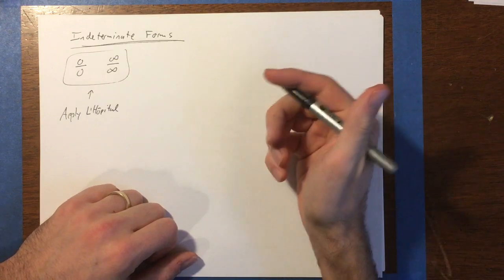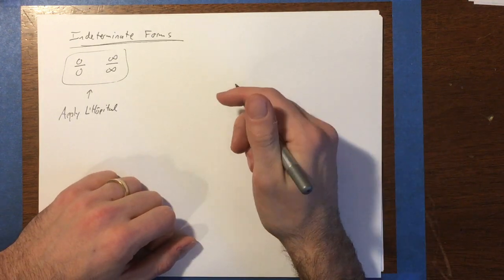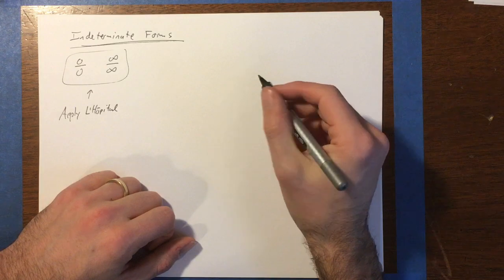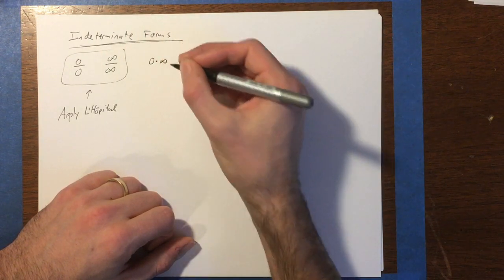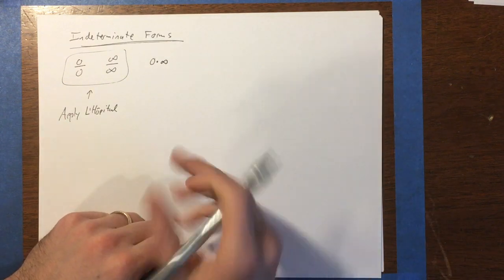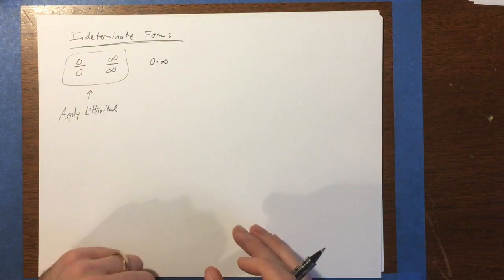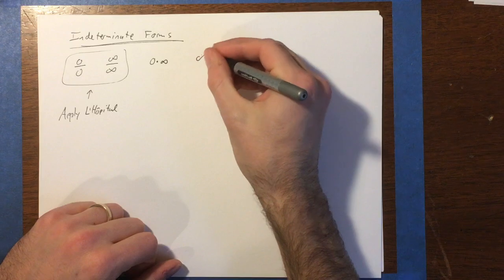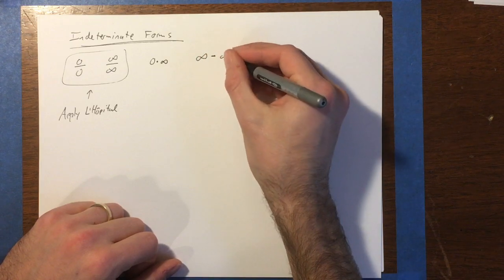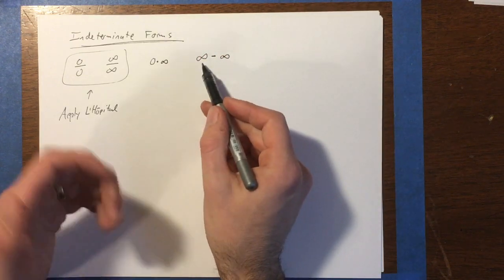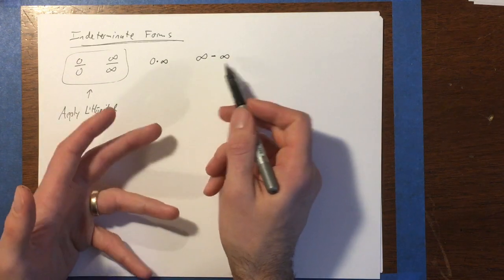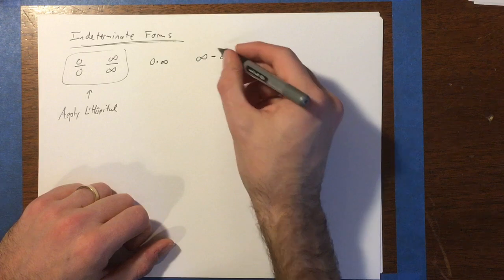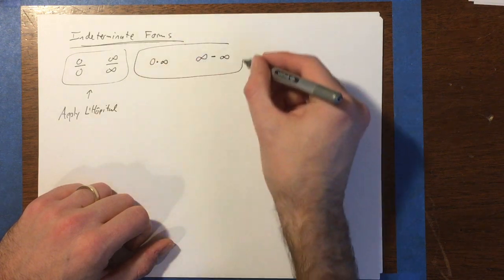So let's make a list, and I'm going to categorize them by which strategy you can use. Another indeterminate form is 0 times infinity, where you have a product of functions and one of them is approaching 0 and the other is approaching infinity. You could also have infinity minus infinity, where they're both approaching infinity, but does this mean it's approaching 0 or something else? What's going on? These are both indeterminate forms. You can't tell what's going on.